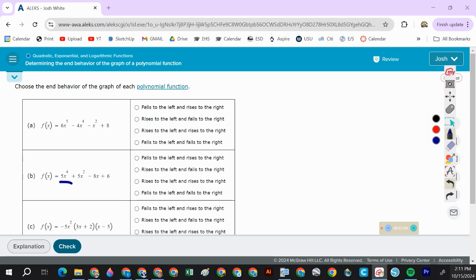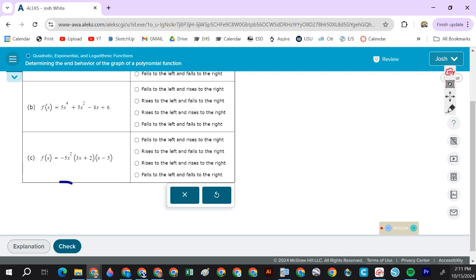So the next one, we have a positive x to the 4th. So what will my endpoints look like? They're both going to be up. Rises to the left and rises to the right. Does everybody understand that? Karen, you good? Okay. All right. Now this last one's a little bit tricky. What is the degree?